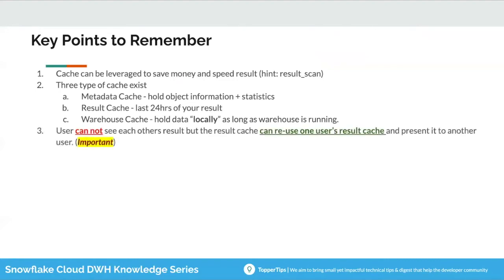Users cannot see each other's results, but the result cache can reuse one user's result and present it to another user. Very, very important thing, and this kind of question may come to confuse you.